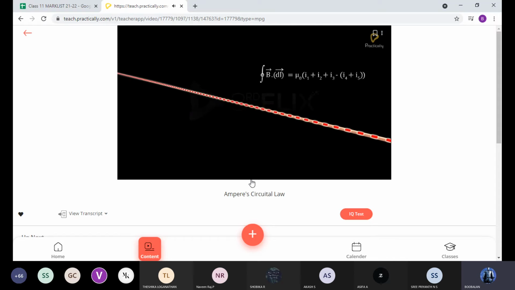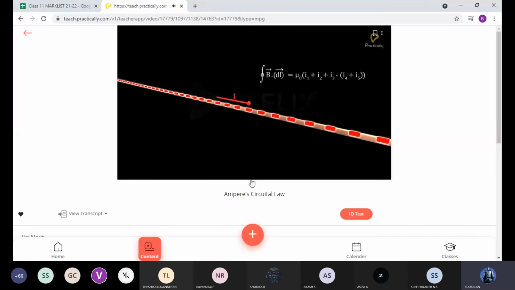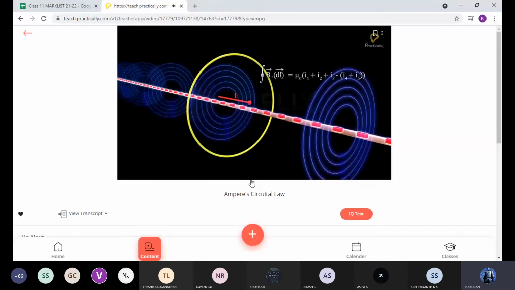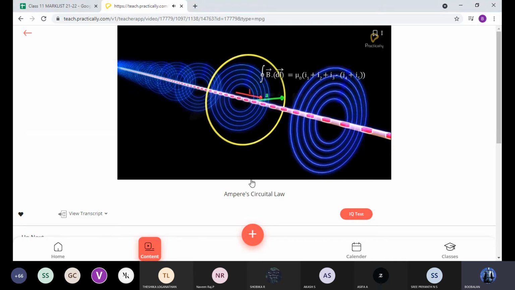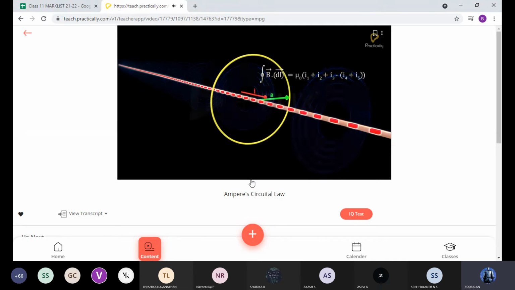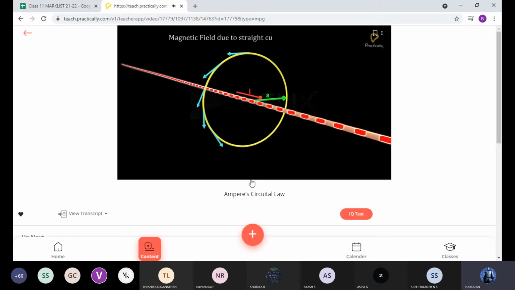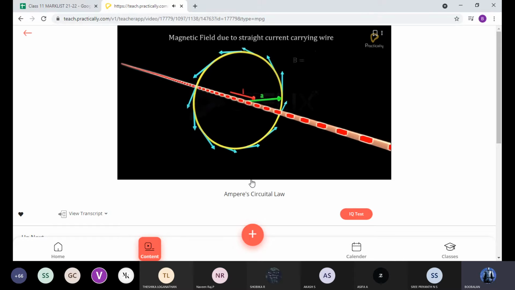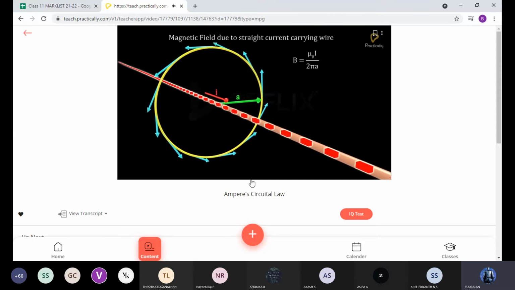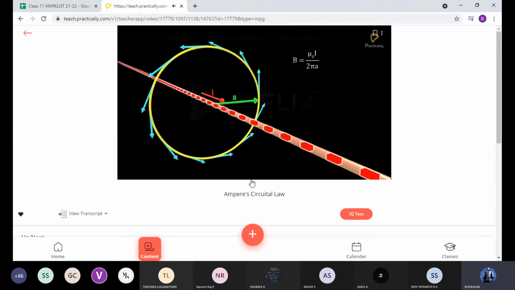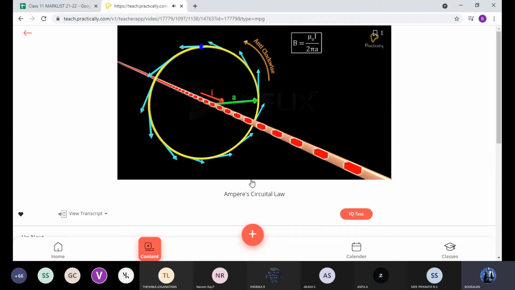Let us look at the validity of the law in the case of a long straight current I. Consider a circle of radius a around it as the Amperian loop. From the Biot-Savart law, the magnetic field at any point on the circle is mu naught I by 2 pi a, tangential to the circle. Let us choose the anti-clockwise direction for the calculation of the line integral.